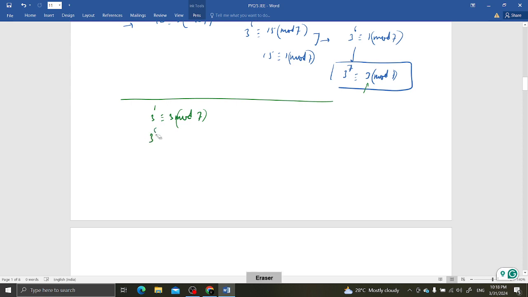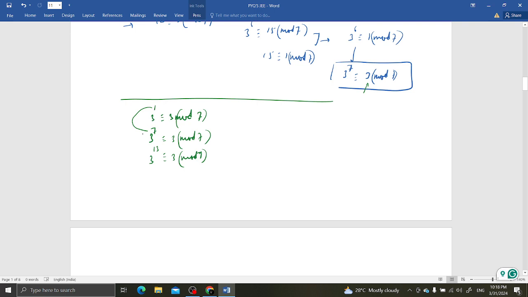3 raised to the power 7 is congruent to 3 mod 7. Again, doing the same thing, 3 to the power 8, 3 to the power 9, 3 to the power 10, then at 3 to the power 13 we get 3 modulo 7. Here we observe that there is a gap of 6 in the powers of 3.